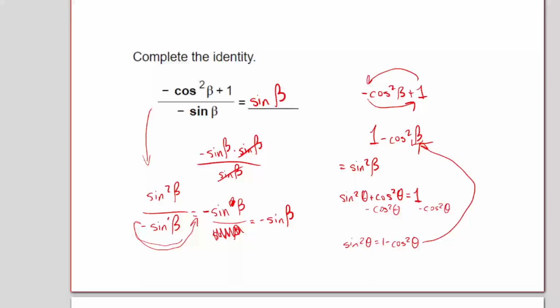So firstly, you take the equation on the top and rewrite it as 1 minus cosine squared of beta, and then figure out that that is equal to sine squared beta using the trigonometric identity sine squared of some angle plus cosine squared of the same angle is equal to 1. Then write the equation like this and cancel out the sine squared with the sine on the bottom, and you'll be left with negative sine of beta, which is your answer.